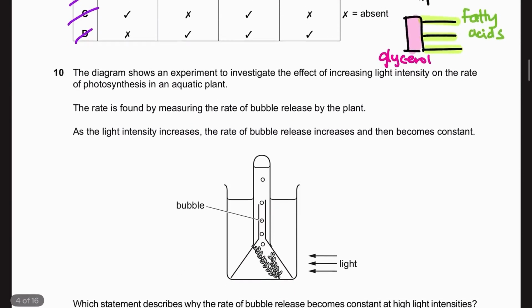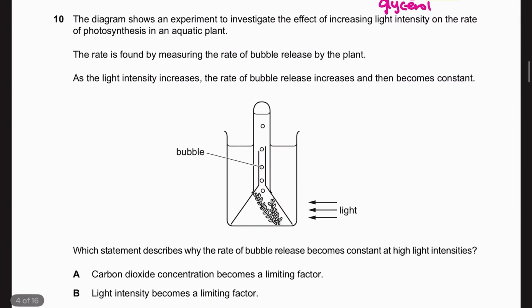Okay, question 10 now. The diagram shows an experiment to investigate the effect of increasing light intensity on the rate of photosynthesis in an aquatic plant. The rate is found by measuring the rate of bubbles released by the plant. Okay, and think about what the bubbles are, right?